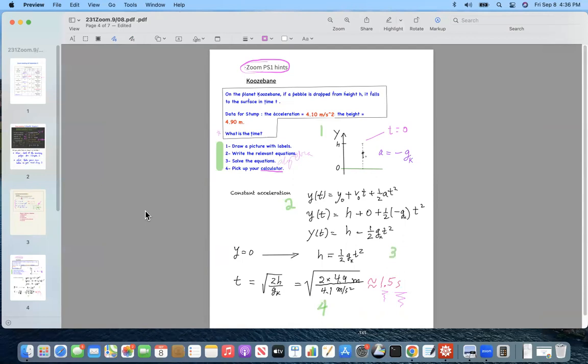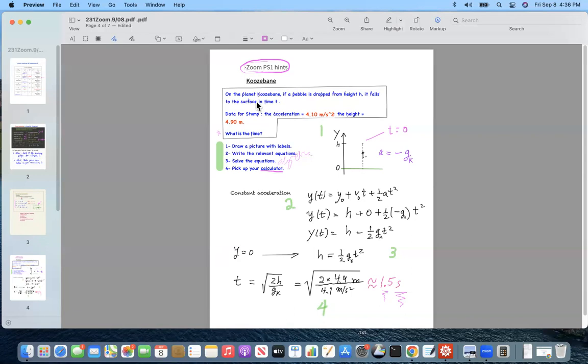Hi. Yeah. So for my version of the problem, it's asking for the height. So should I just stop at step 3? It's asking for the height. Yes. Yeah, it gave me the time and the acceleration. Oh, okay.